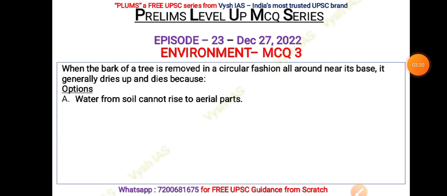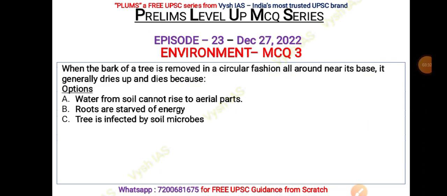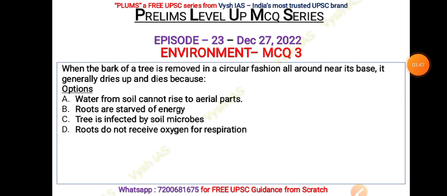So MCQ number 3. When the bark of a tree is removed in a circular fashion all around near its base, it generally dries up and dies. Why does this happen? Options are: A, water from the soil cannot rise to the aerial parts; B, roots are starved of the energy; C, tree is infected by the soil microbes; D, roots do not receive oxygen for respiration. Pause the video and answer this question.